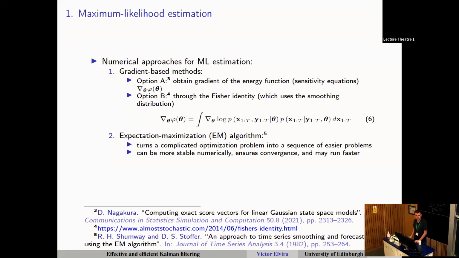Yeah. Quick question: is equation 6 in closed form for the linear Gaussian system? I think it should be in closed form. Dennis, you are the Fisher expert. Sure, I was thinking.